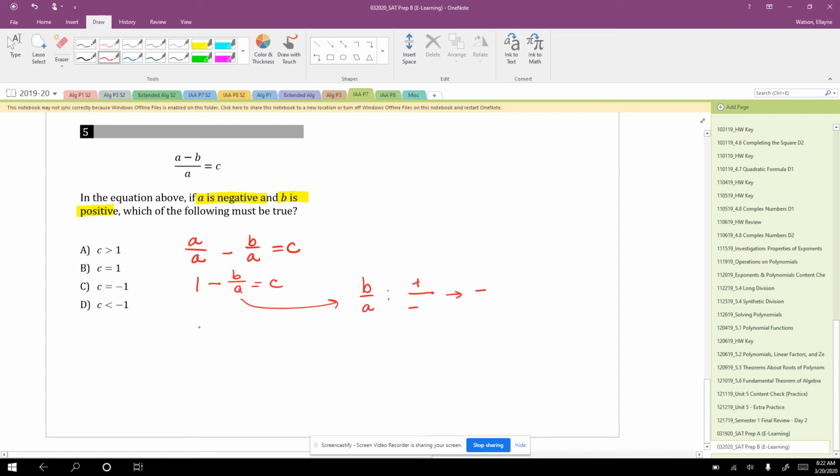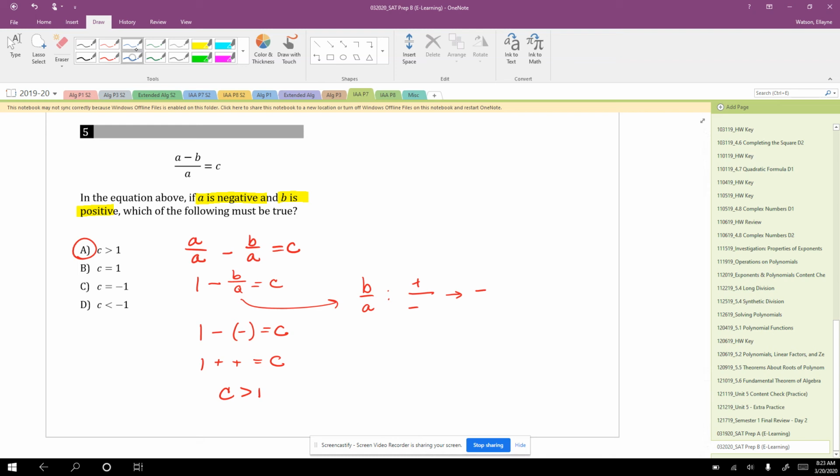All right, so now we have 1 minus some kind of negative number. Well, when you subtract a negative number, you're adding it. So it's going to be 1 plus a positive number equals C. Well, there's some number there that's not 0, so that to me means it could be anything, 1 plus 1, 1 plus 18, 1 plus 1,000, which means that C has to be greater than 1.